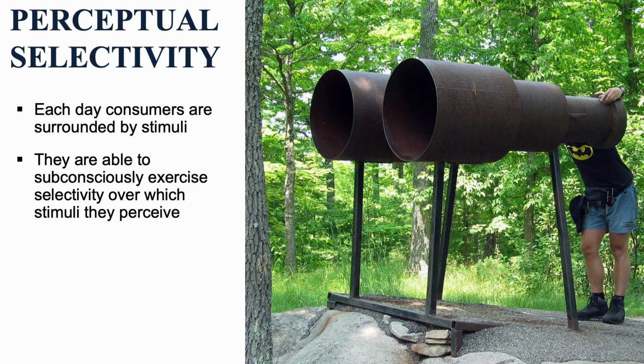So that brings us to the topic of perceptual selectivity. Each day we are surrounded by stimuli. I'm sitting in my living room right now, so whether it's my television or the chairs around me, we're surrounded by all kinds of things. And we are able to subconsciously exercise selectivity over what we actually perceive or what stimuli we pay attention to. So you might not pay attention to billboards on the highway, or this might be something you absolutely pay attention to or see out of the corner of your eye. Or if you're like me and you're walking down the street, you pay attention to almost nothing because I'm just kind of focused, I guess.